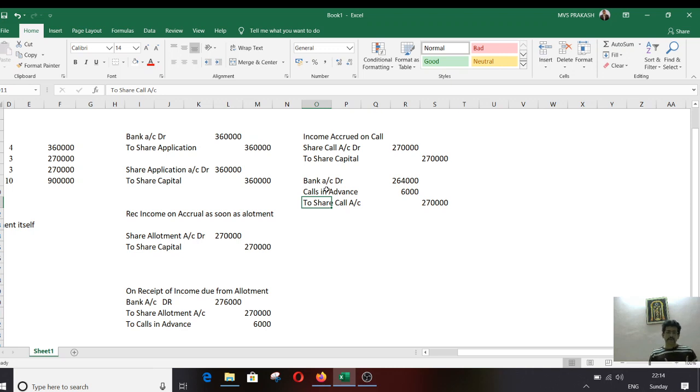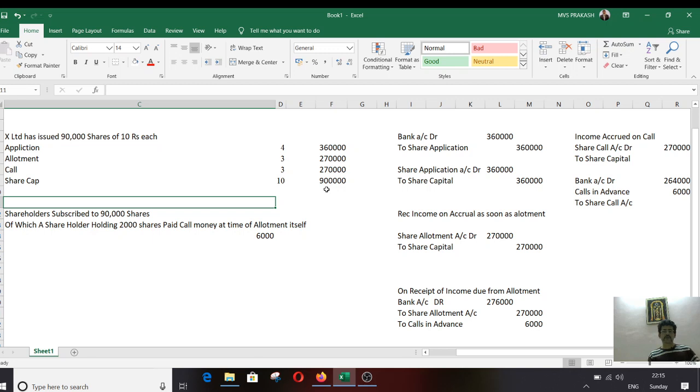Clear? Company is receiving interest on calls in arrears from you, I will consider this as an income. Company is paying interest on calls in advance, that will be considered as my expenses. So interest on calls in arrears is to be considered as an income. Interest on calls in advance is to be considered as an expenditure. That's the fundamental we should understand. So just quickly take a note of this. Then we'll proceed and discuss the treatment of interest on calls in arrears and interest on calls in advance. With that, I can say the first part is done. Then we can move on to over subscription.